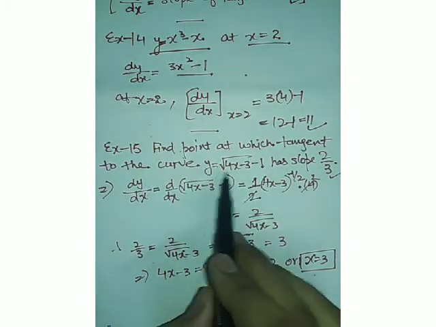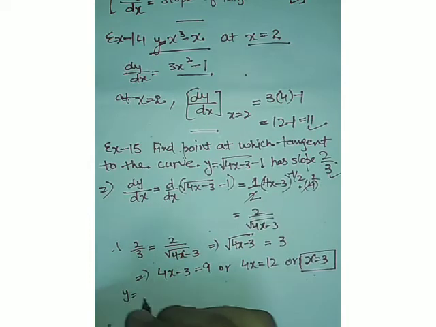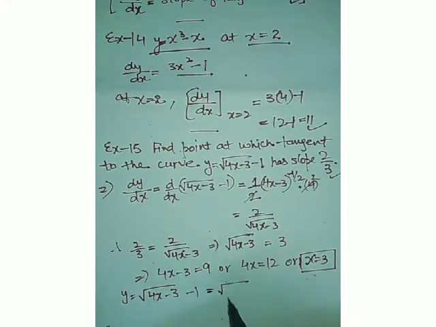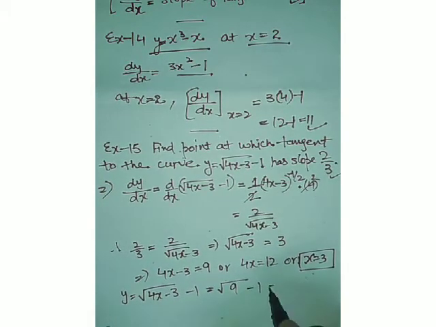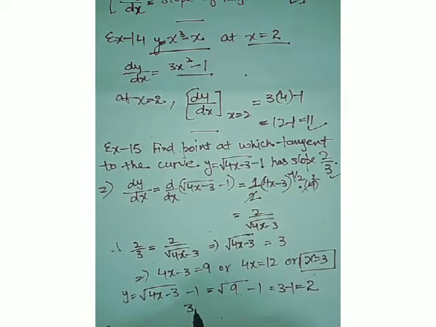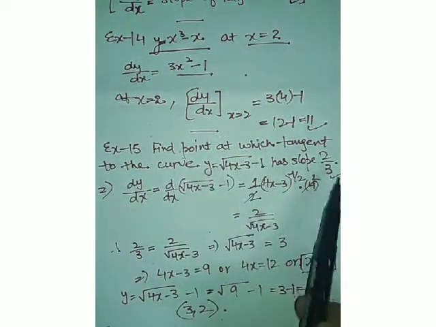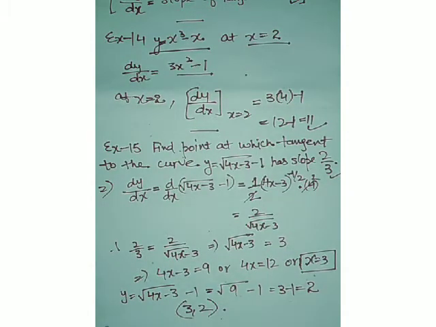Now y is equal to root 4x minus 3 minus 1. So what is the value of x? That is 3. You will get 12 minus 3, that is root 9 minus 1, that is 3 minus 1, which will be equal to 2. So (3, 2) is our required point at which the tangent to the curve has slope 2 by 3. These are the easiest sums.